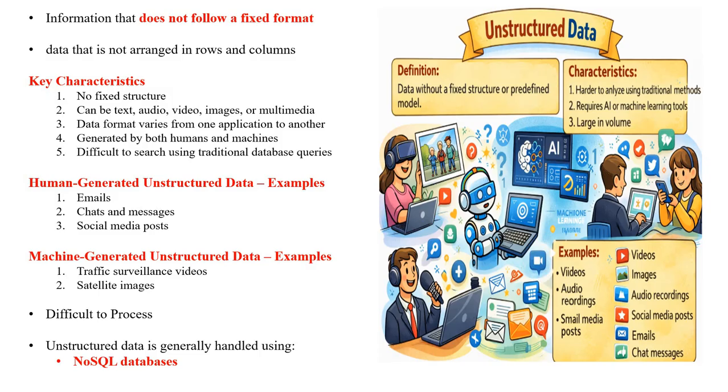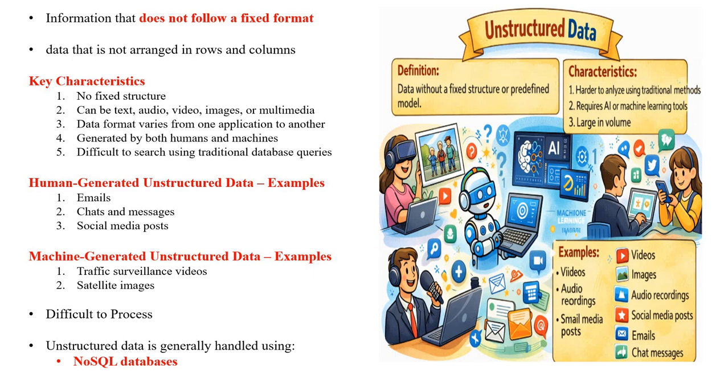Some examples of human generated unstructured data are emails, chats and messages, social media posts, videos, audio recordings, images, and phone call recordings. Machine generated unstructured data examples are traffic surveillance videos, satellite images, industrial monitoring videos, sensor streams and logs, CCTV recordings, and smart building camera data.